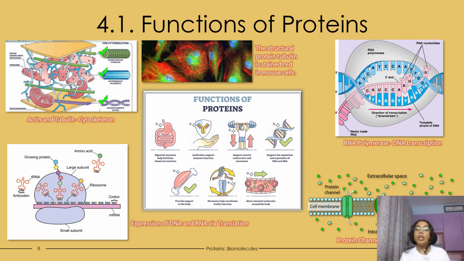Gene expression. Proteins regulate their production via transcription factors. These proteins initiate or inhibit gene transcription based on cellular needs. They support the regulation and expression of DNA and RNA via translation, the process that forms proteins from amino acids.